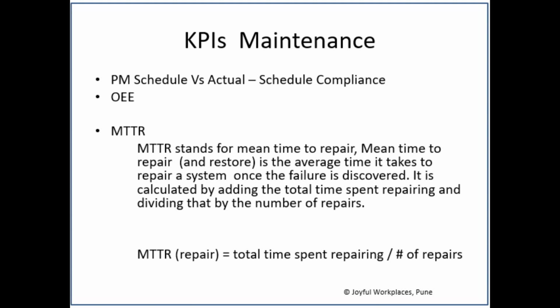See what happens whenever we do any kind of preventive maintenance schedule. We need to actually see its performance also in terms of its timeline. For example, it has been scheduled on the 1st of the month. However, it is not done on the 1st of the month, and it was done on the 3rd of the month. So we really need to understand the compliance of the schedule. So we can say this KPI is PM schedule versus actual.